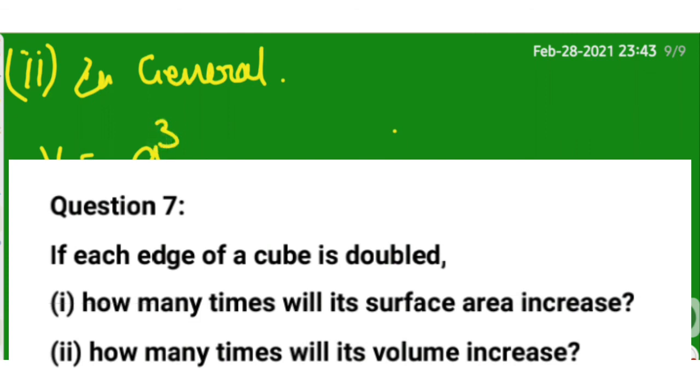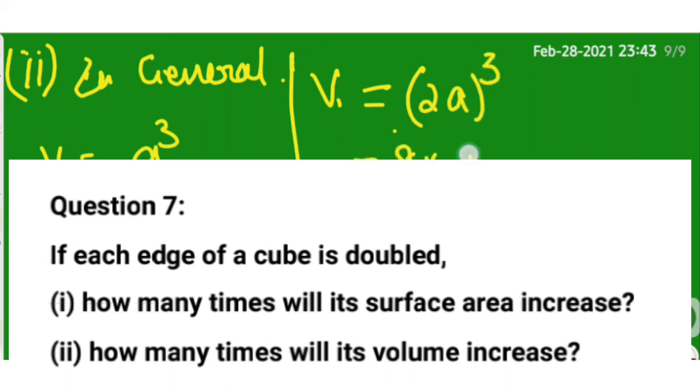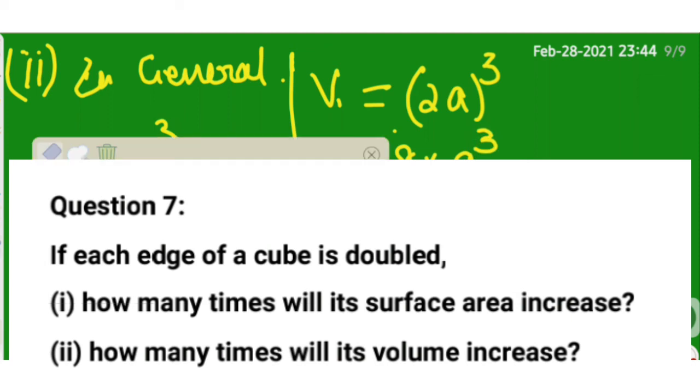Next, the second question is how many times volume is increased. So same, you have to take the side 2a only. In general we know that the volume formula is a cube, but now the new volume, if you take a cube, right? So what is a here? 2a. If you apply the cube, 2 cube is 8 into a cube.